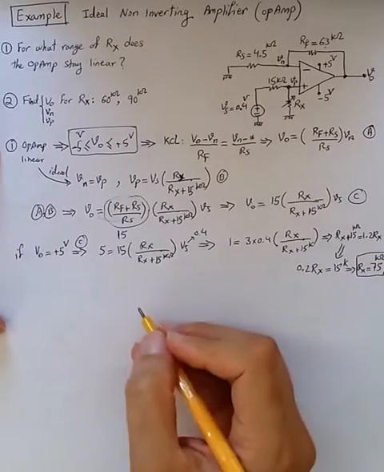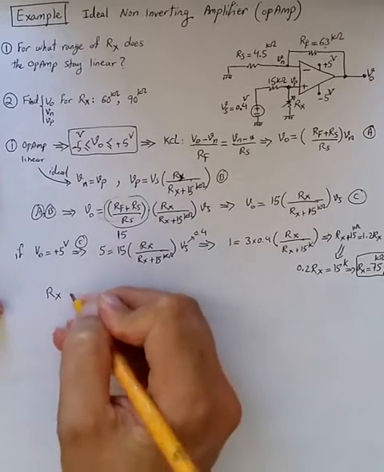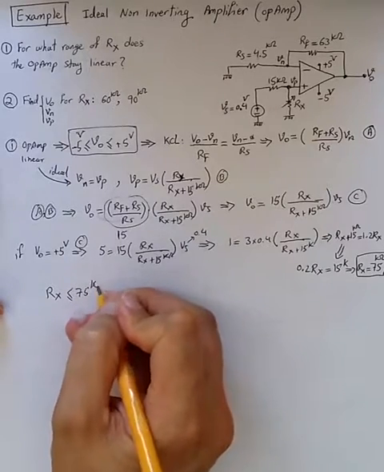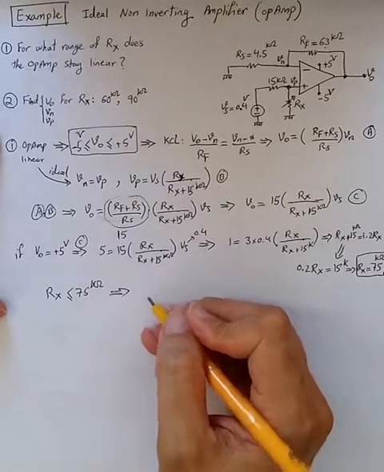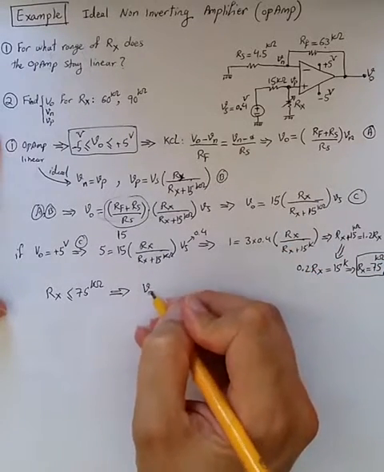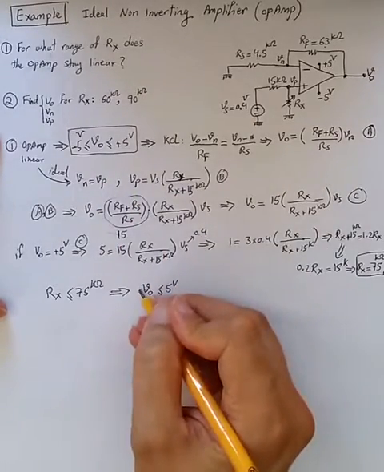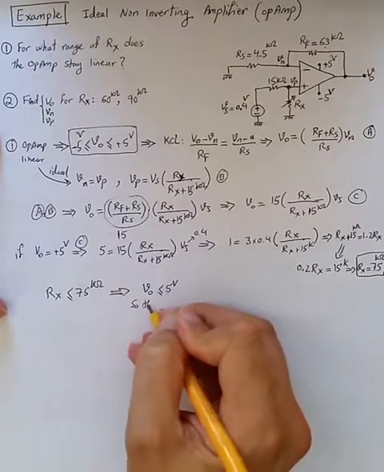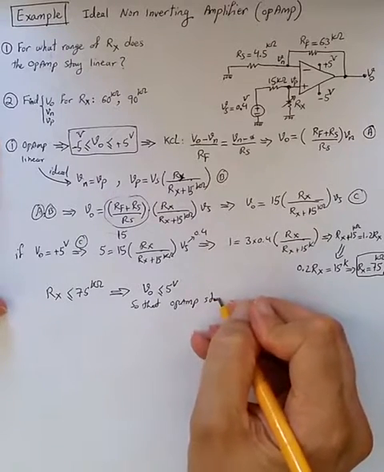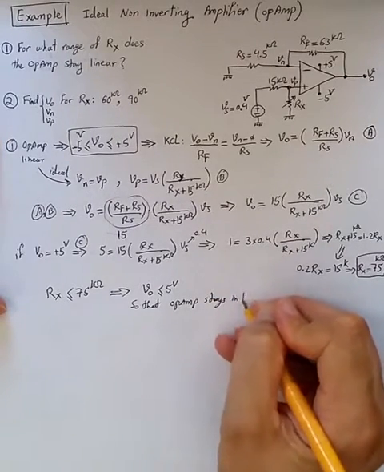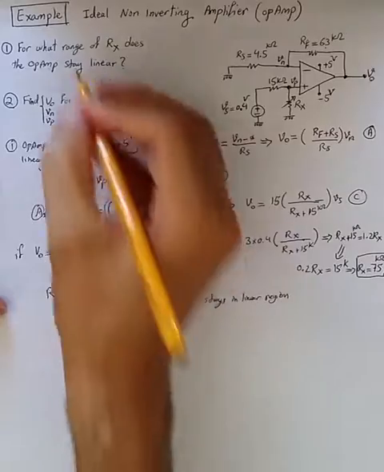So Rx needs to be less than or equal to 75 kilo ohm in order to have VO limited to the target range of 5 volts, so that the op-amp stays in linear region. So we know the answer to 1.